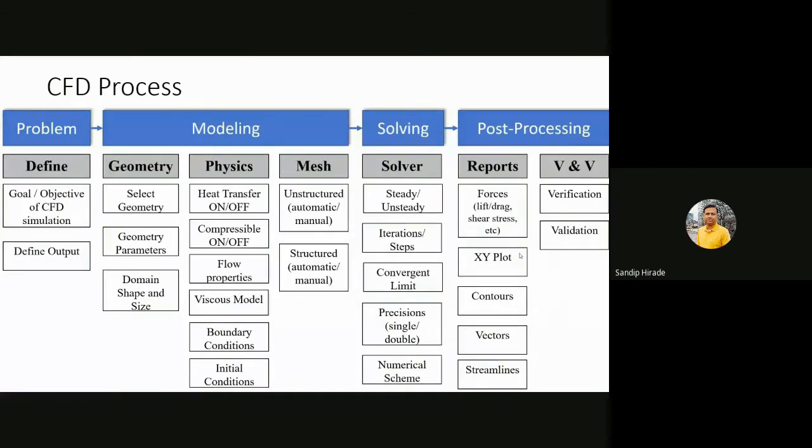So it is like your geometry will be governed by physics, and then the physics will be governed by your problem definition, so what you need to solve. Once you have your total physics defined, then you consider this physics in your geometry, define your geometry, and then go for meshing.